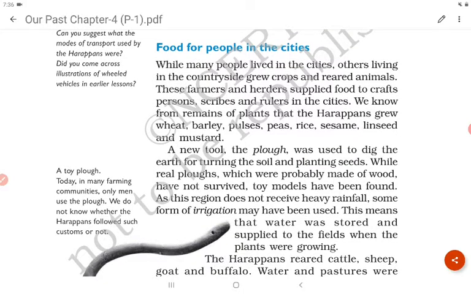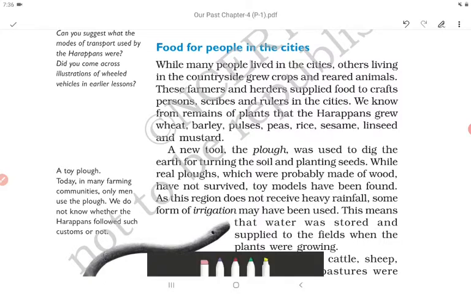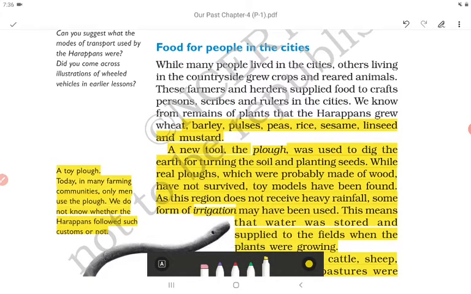Food for people in the cities. While many people lived in the cities, others living in the countryside grew crops and reared animals. These farmers and herders supplied food to craftspersons, scribes, and rulers in the cities. We know from remains of plants that the Harappans grew wheat, barley, pulses, peas, rice, sesame, linseed, and mustard.